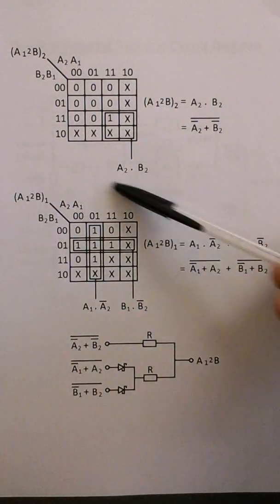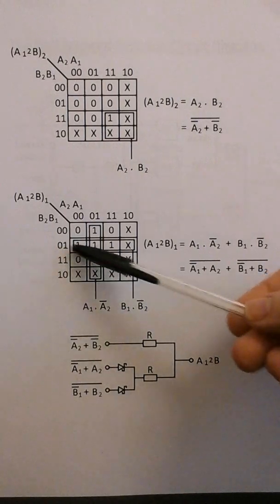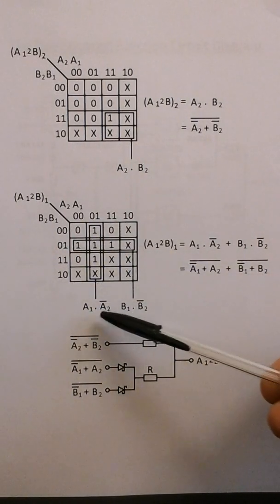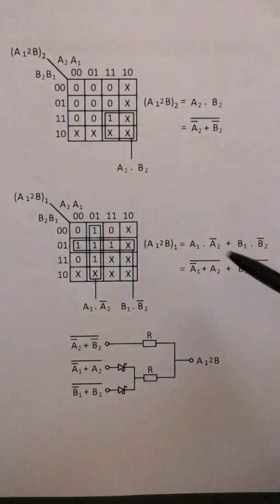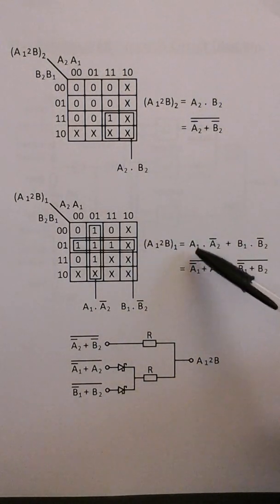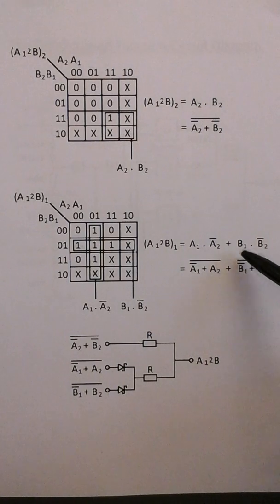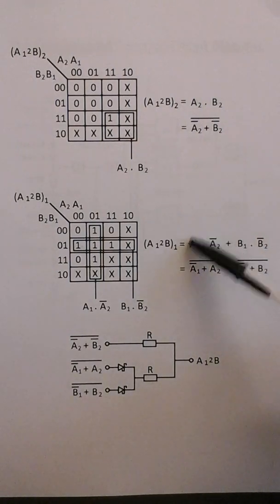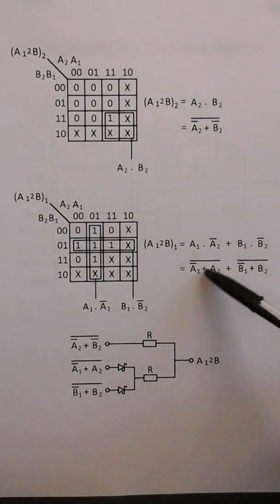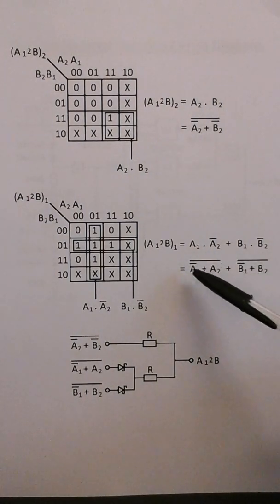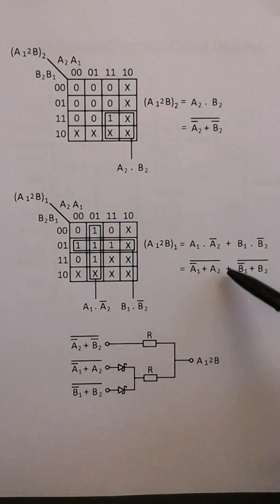For A1 squared B1, I'm looping these 1s here. So this is A1 and not A2. This is B1 and not B2. So A1 squared B1 equals A1 and not A2, or B1 and not B2. So I'm going to use De Morgan's theorem to turn these ANDs into NORs. So that's not A1, no, not A2, or not B1, no, not B2.